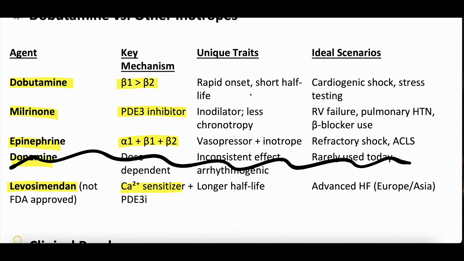Dobutamine has a rapid onset and short half-life. It's good for cardiogenic shock. Milrinone has less chronotropy, so it's less heart rate effective. It does not increase the heart rate much. And milrinone is really nice for RV failure because it causes some more pulmonary vasodilation, which can offload that right ventricle. Epinephrine is good for vasopressor and inotrope. It causes an increase in blood pressure and also an increase in contractility. So just some of the differences there.